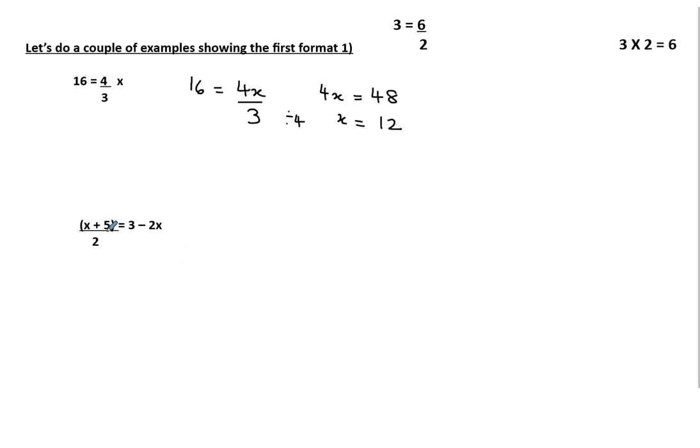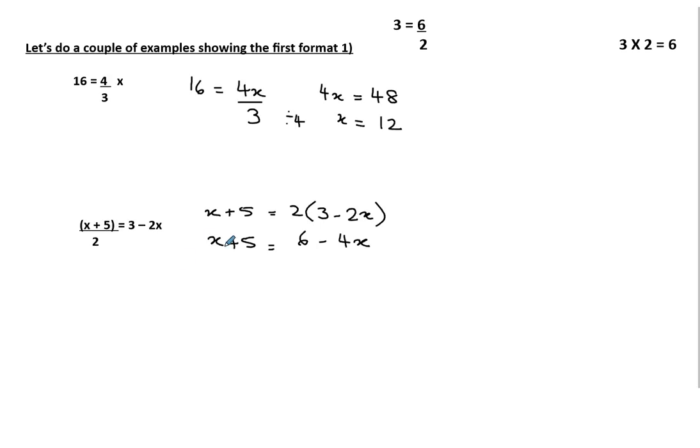For this one here, the x plus 5 will be 2 times the 3 minus 2x. So we've got x plus 5 equals 2 times 3 minus 2x. We'll just copy this one. So x plus 5 equals 6 minus 4x. And it looks like just a normal equation.